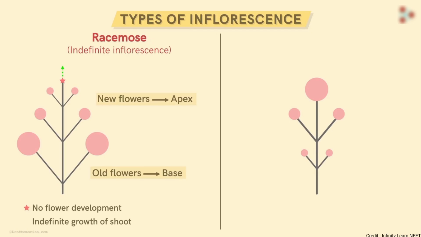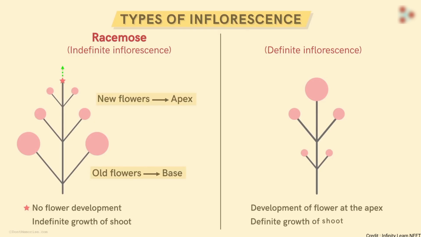So can you guess what the next type could be? That's right. It will be the opposite of this. Thus, it will be definite inflorescence, the type we see in this case. As we can see here, apart from the ones along the central axis, a flower even develops at the apex. As a result, the growth of the shoot does not occur indefinitely as in the first case. This type is called the cymose inflorescence.